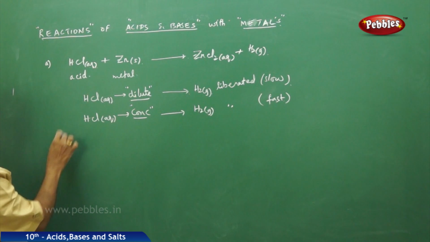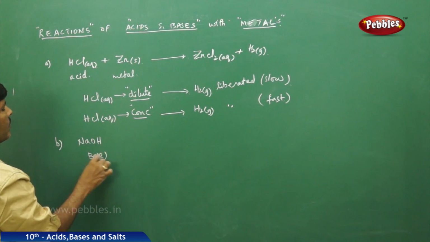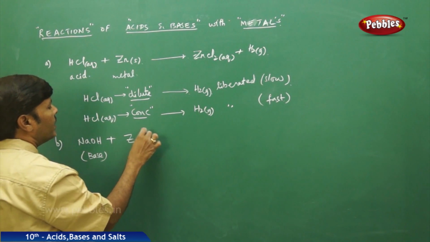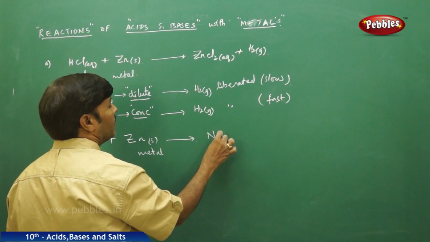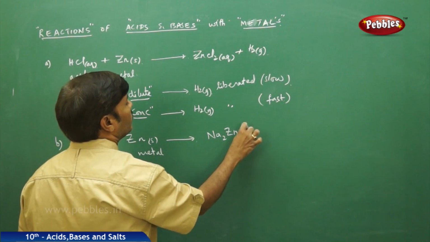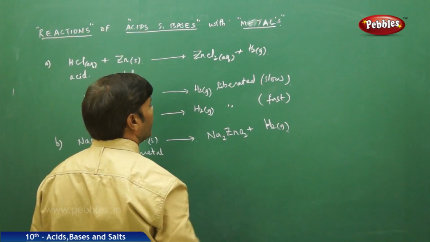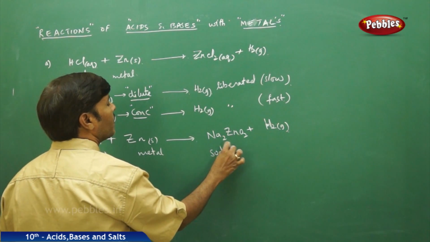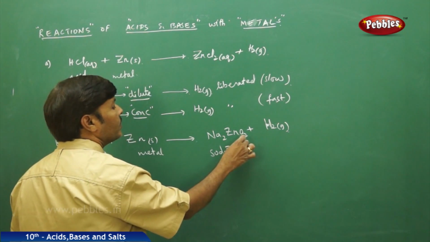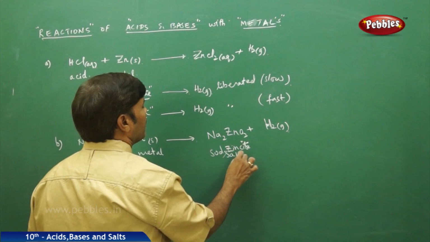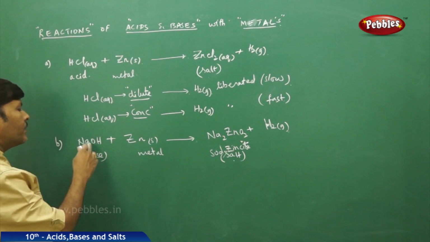Likewise, if you go for a base, NaOH is a base, then when it reacts with zinc as a solid metal, it immediately gives one salt, Na2ZnO2, plus liberation of hydrogen gas. This is called sodium zincite. The salt name which we call here is sodium zincite. It is a salt, just as here zinc chloride is also a salt.